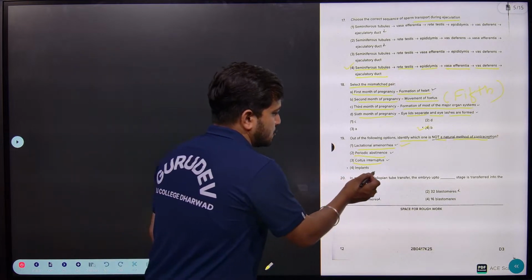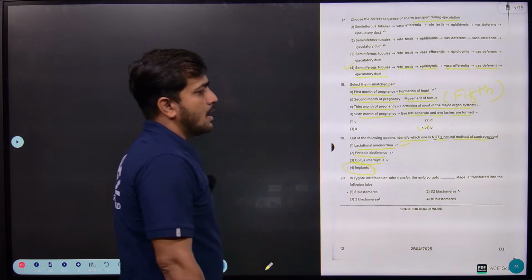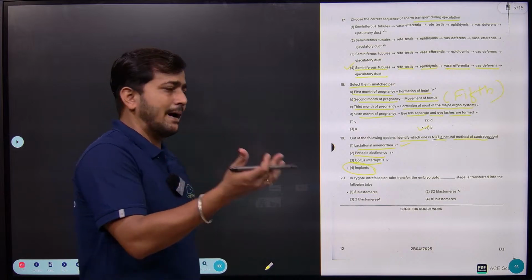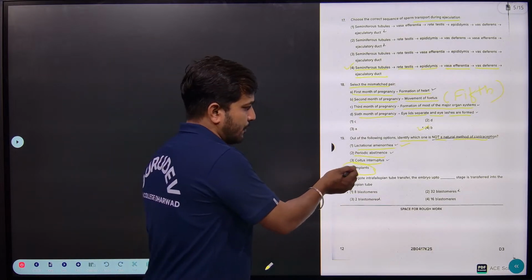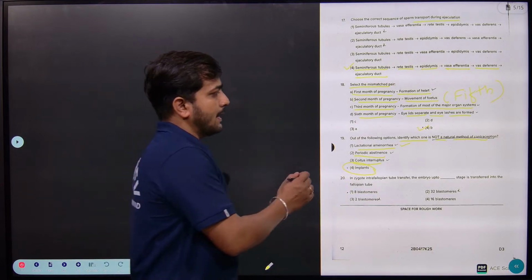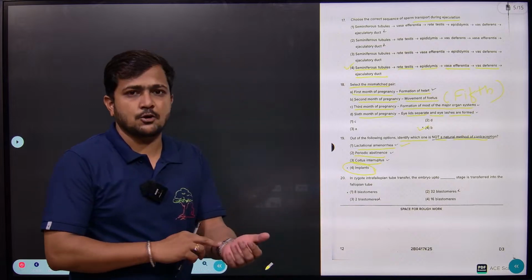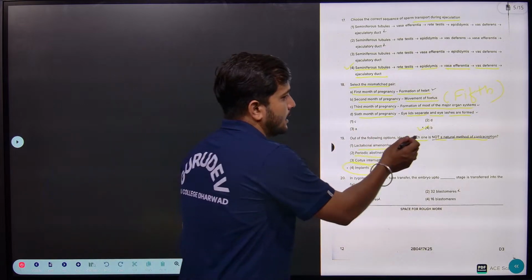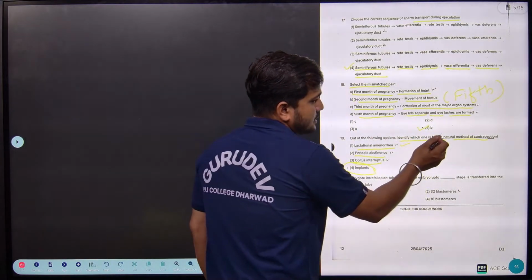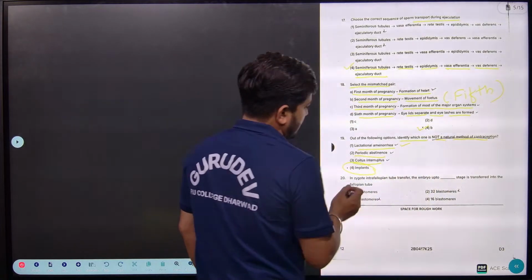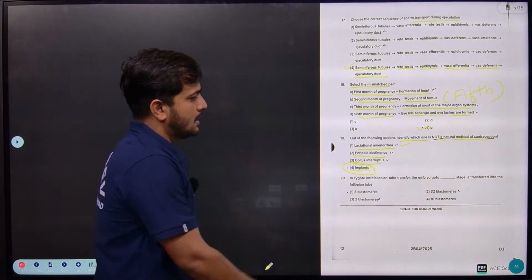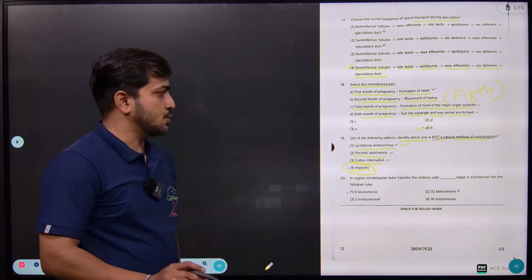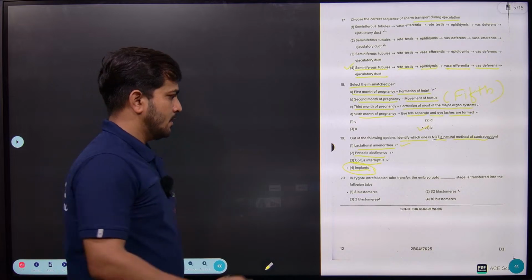Then implants. This is known to be a barrier method, which is what we are going to find out. Implants are inserted under the skin. So here, the one that is not a natural method of contraception is implants. The remaining ones are all natural methods of contraception.